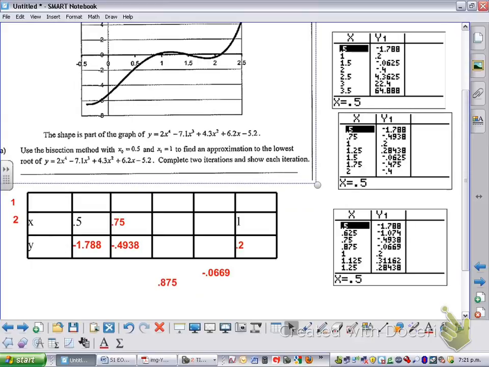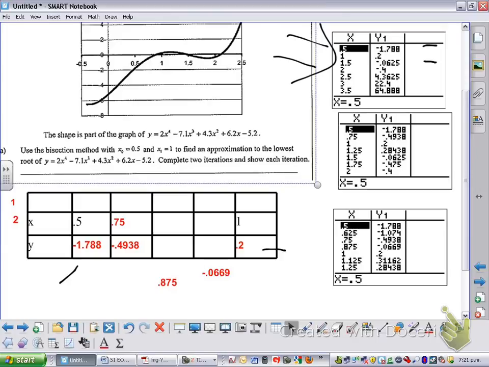Now, I put 0.5 and 1 in my table, and those are not my iterations. If you look up here, I've put the equation into my calculator, and I have a table of values starting at 0.5 and going by 0.5, so that I get this nice friendly thing that shows me what my y value is for my 0.5 and for my 1. And they're in my table down here.